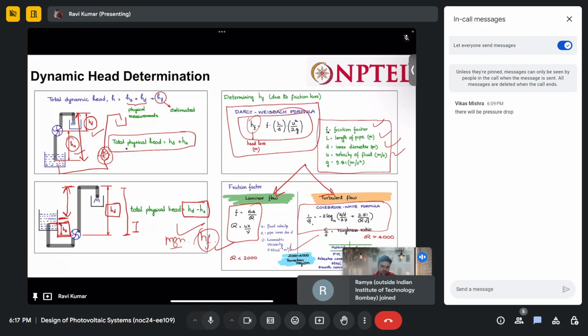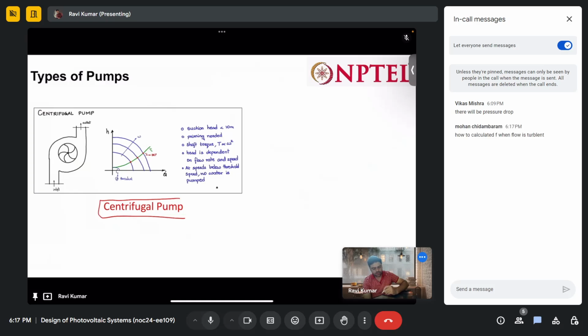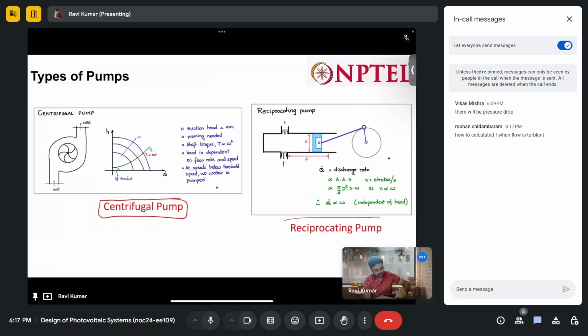Now let's come to the types of pumps. What are the types of pumps we have? So we have centrifugal pump and we have reciprocating pump. Here you just need to understand the working.